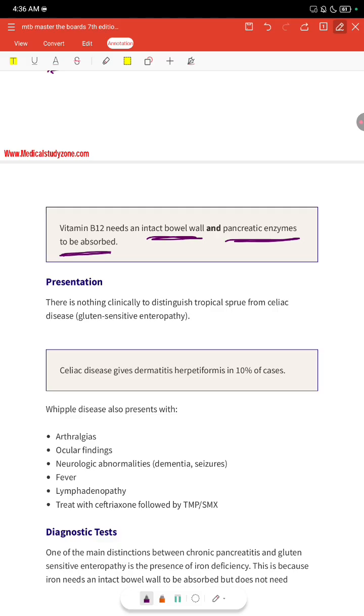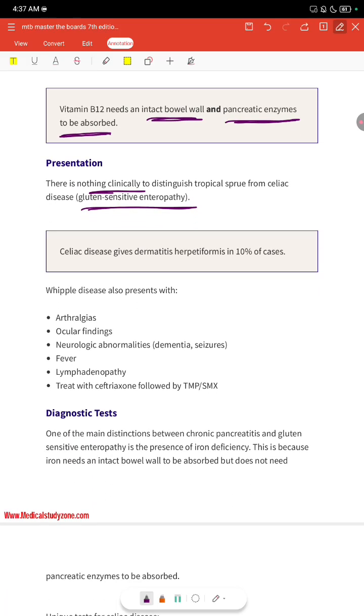Presentation. There is nothing clinically to distinguish tropical sprue from celiac disease, that is, gluten-sensitive enteropathy. So clinically they are indistinguishable. Celiac disease gives dermatitis herpetiformis in 10% of cases. This is an extra manifestation of celiac disease. It is associated in 10% of the cases with dermatitis herpetiformis.